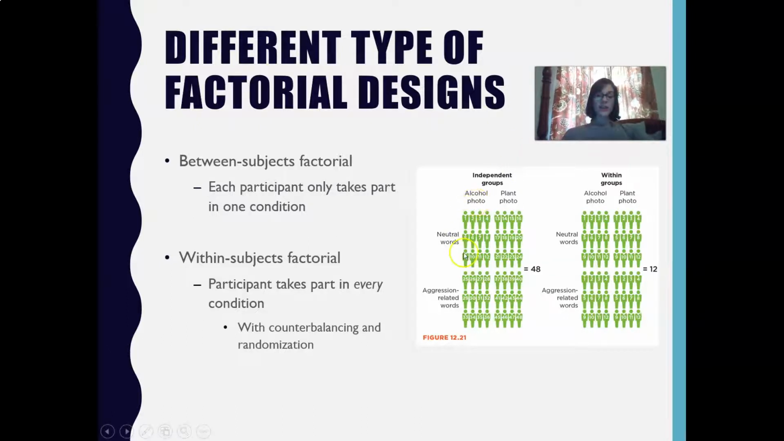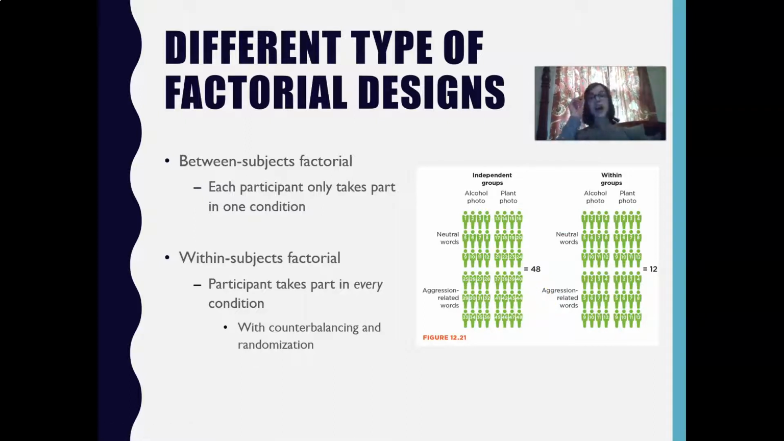So here we have one group that is basically getting the alcohol photos with neutral words. We have another group here that is getting a plant photo with neutral words. Here we get aggression related words and an alcohol photo. And here we have aggression-related words with a plant photo. So we can make sure that each participant is only in one of those four conditions. In this particular case, if we have 12 people per condition and four different groups, that leads to 48 different participants.